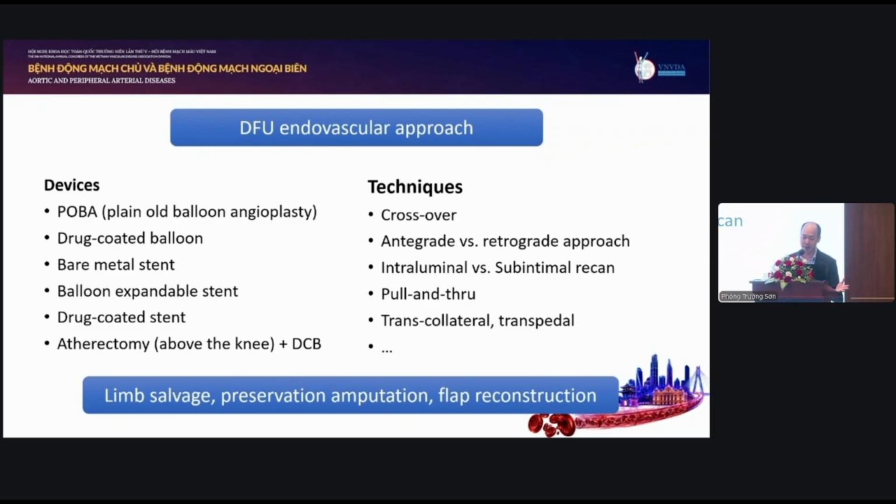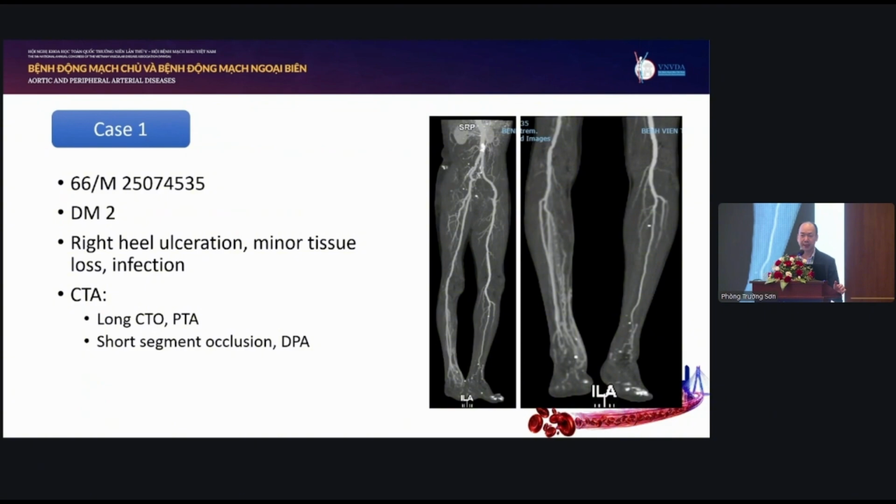Let me share some of our cases. This is a 66-year-old male patient with diabetes. He has a right heel ulceration with mild tissue loss and infection. On CT scan, you may see a long CTO, a long occlusion of the PTA, and a short segment occlusion of the deep dorsal artery. The CT is very good for planning.